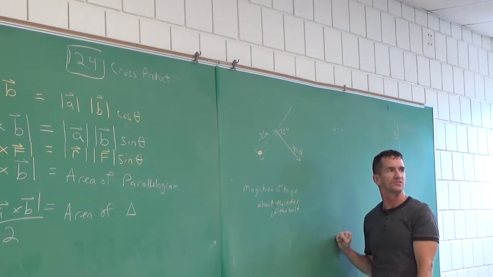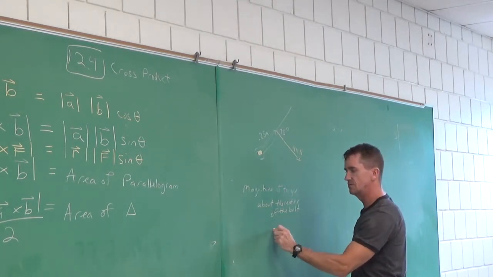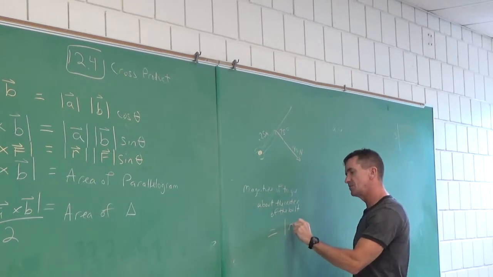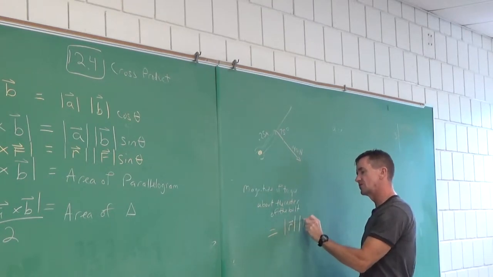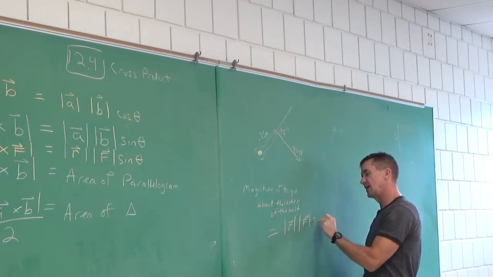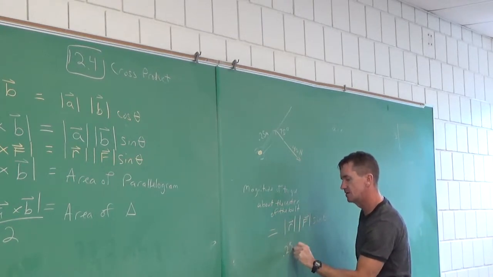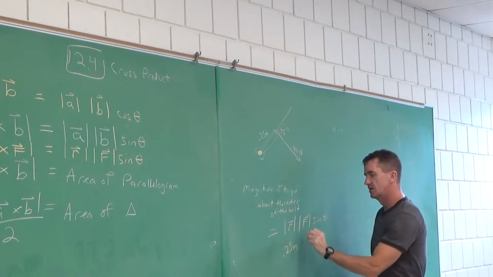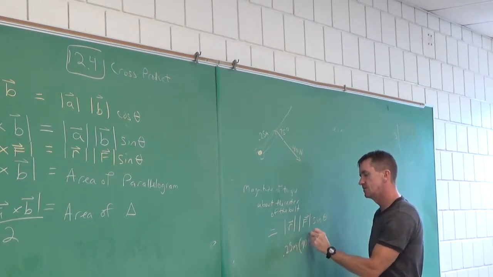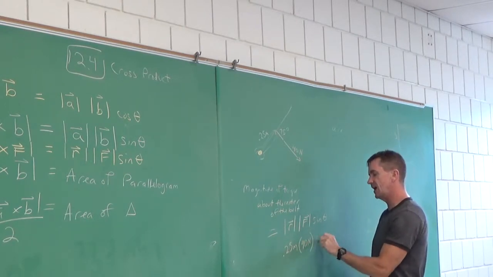So I don't want you to be confused, thinking, do I have to do more with the problem like this? Nope. I am just going to do magnitude of position vector, magnitude of the force vector, and multiply the sine of that angle. This was just 0.25 meters, the force was 40 newtons, and the sine of 75, we need a calculator.